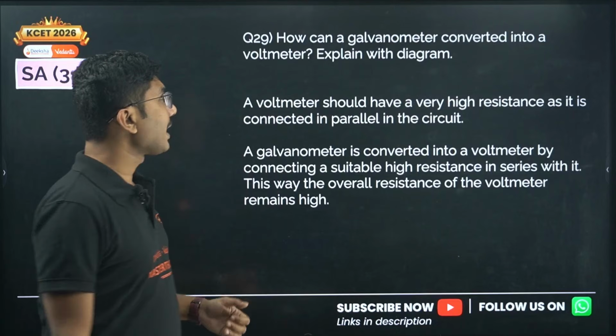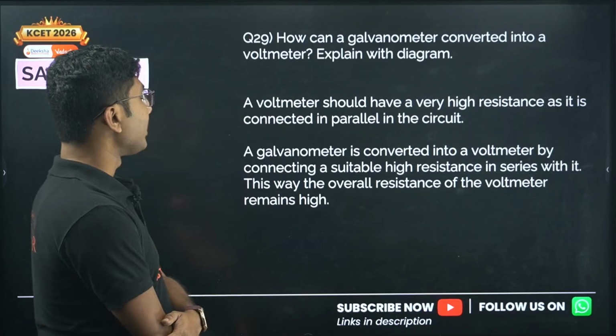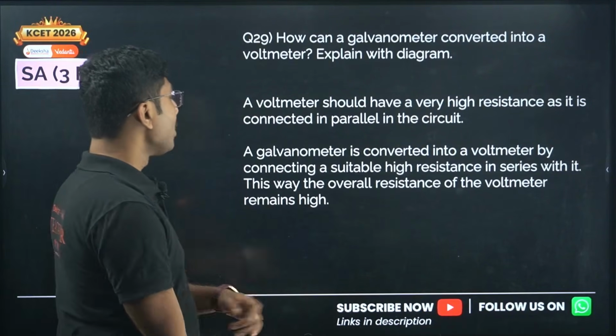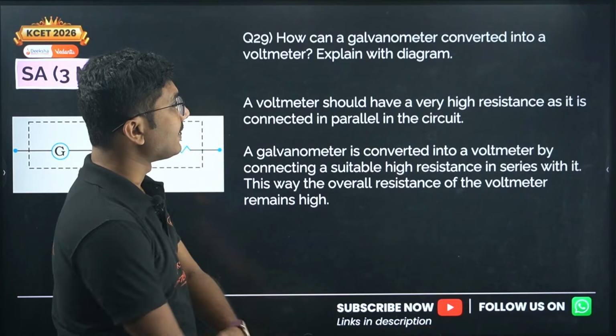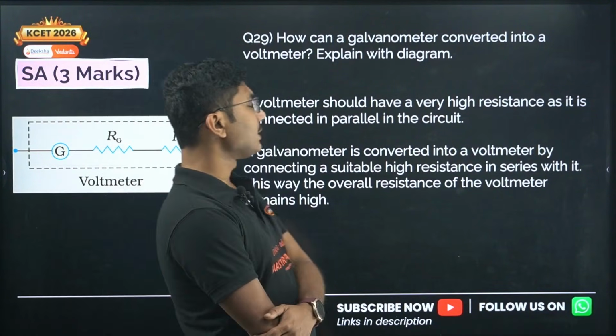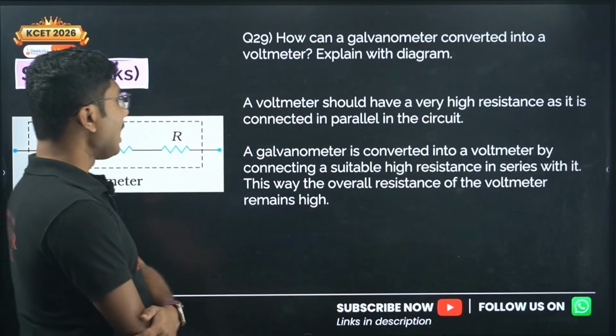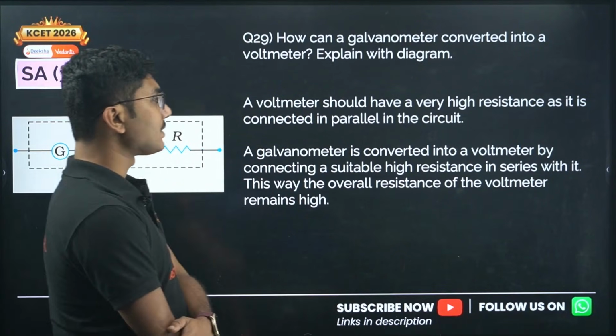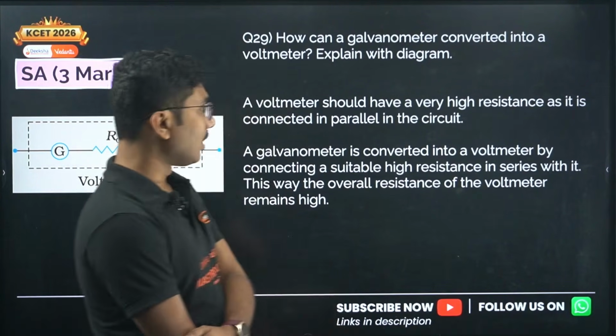Next, how can a galvanometer be converted into a voltmeter? Explain with diagram. A voltmeter should have a very high resistance as it is connected in parallel to the circuit. A galvanometer is converted into a voltmeter by connecting a suitable high resistance in series with it.